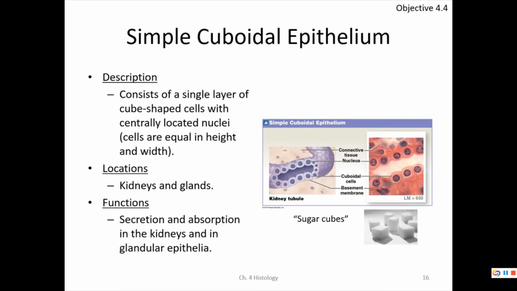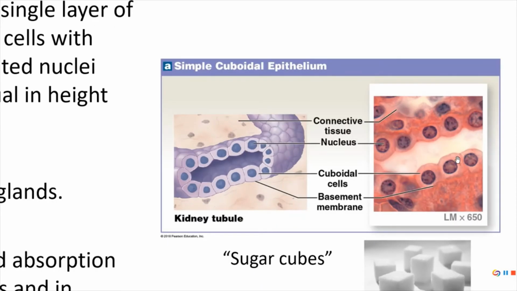And what do they do here? They secrete and absorb. They secrete and they absorb. That's what these two things do. Okay, we're actually going to talk about how these cells do that in the kidneys. We'll talk about what's called secretion and absorption in the kidney, and they're in kidneys and glands. So you can see why it's simple right here, especially one layer of boxy-shaped cells.